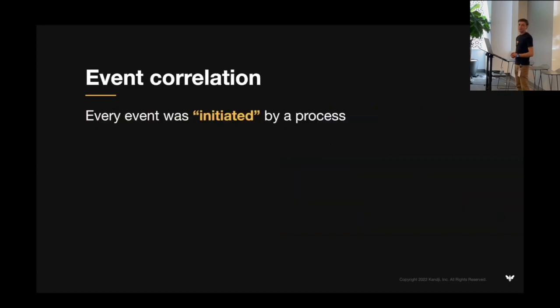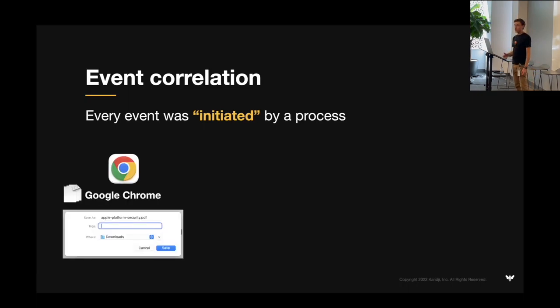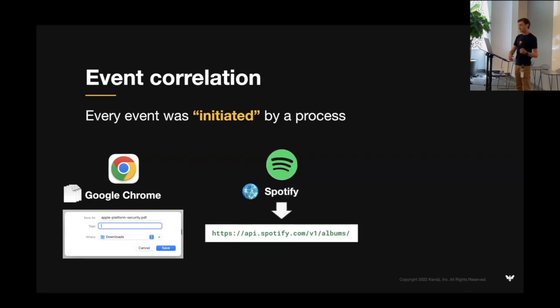The next topic I would like to introduce is event correlation, because this is incredibly important for behavioral threat detection. So everything was initiated by a process. A process is responsible for initiating all this activity. So for example, in Google Chrome, you save a file. Google Chrome is initiating the activity of creating a file.